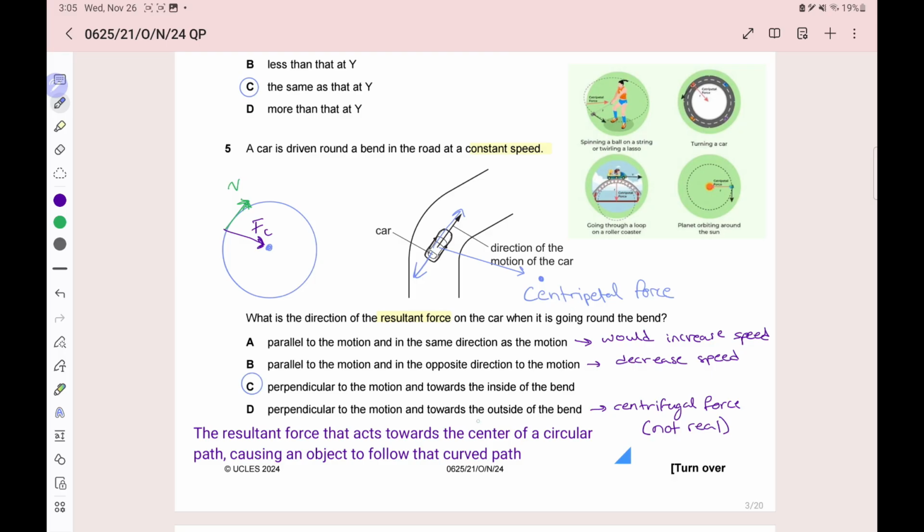That is correct. But if it's perpendicular and towards the outside, you have something called centrifugal force. It's something that we feel, but it's not necessarily real. It's just that velocity that we feel moving forward, and then the centripetal force pushing us in. So we feel like there's an outside force, but it's not really there.